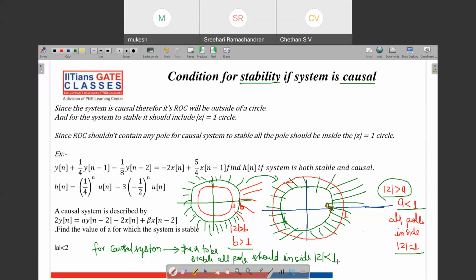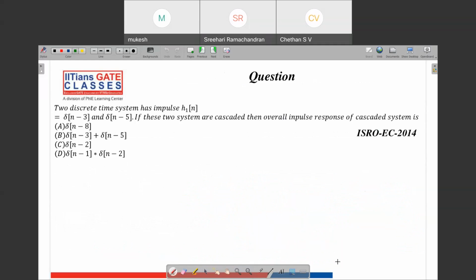Okay, let me go to the next slide then. This is the last problem and then we will stop here. So here we have two discrete time systems h1[n] and h2[n]. Okay, h2[n] is not written here. Their impulse responses are given as delta[n minus 3] and delta[n minus 5], and these two systems are cascaded. Then what will be the overall response of the system? So in the last class, we discussed the cascaded system.